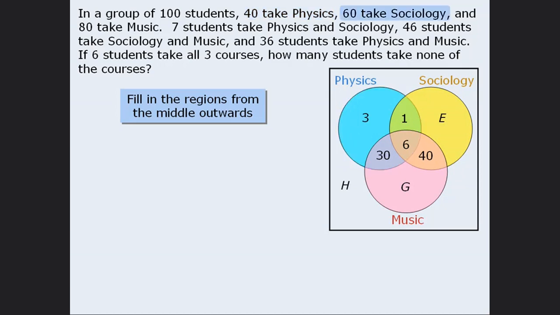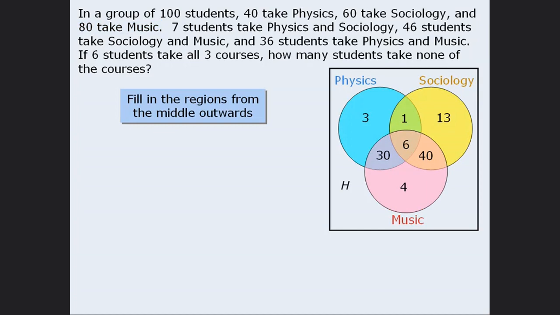Next, we are told that 60 students take sociology. So all of the regions in the yellow sociology circle must add to 60. We already know that 3 of the 4 regions add to 47, so region E must contain 13 students. Finally, we are told that 80 students take music. So all of the regions in the red music circle must add to 80. As such, region G must contain 4 students.